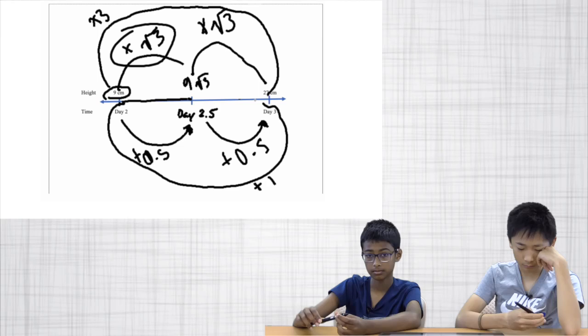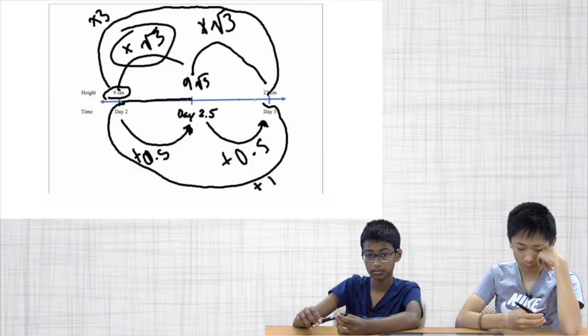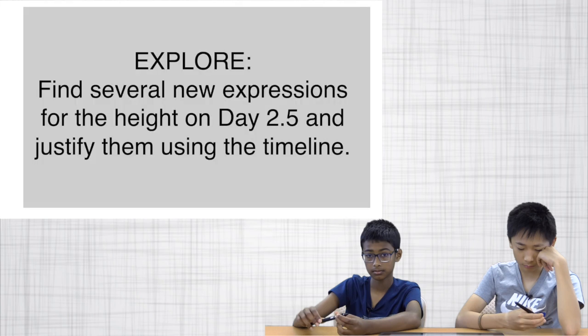In the previous episode, Josh and Arabindo found the height of their beanstalk on day 2.5 by taking the height of the beanstalk on day 2, 9 centimeters, and multiplying it by the square root of 3, since this is the factor the beanstalk grows by over each half day. In this episode, Josh and Arabindo find several new expressions for the height on day 2.5 and justify them using the timeline.